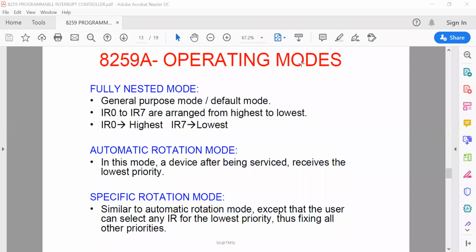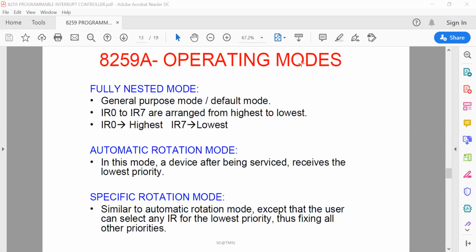If IR5 gets the lowest priority, means 7, then IR4 gets 6, then IR3 gets 5. In this way, IR6 will have the highest priority, that will be 0. So 0 has the highest priority, 7 has the lowest priority, so IR6 gets the highest priority.